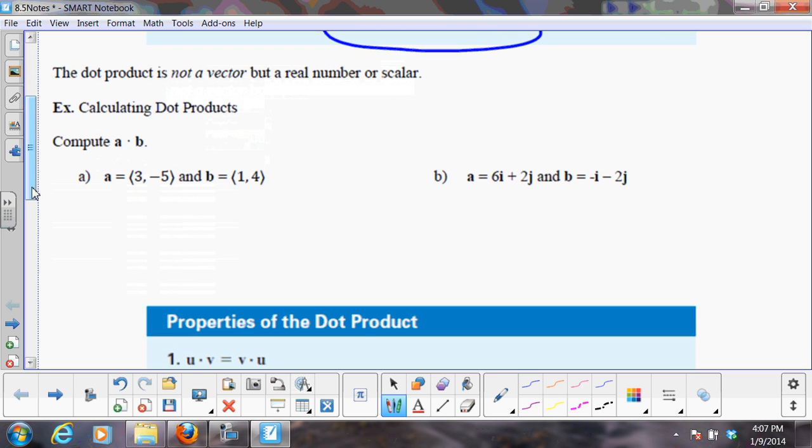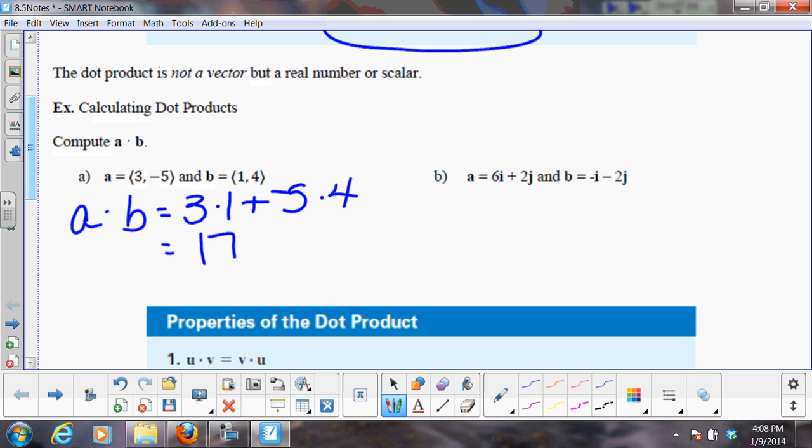So if we want to find the dot product of A and B, we're going to do 3 times 1 plus negative 5 times 4. Multiply the fronts together, multiply the backs together, and we add them. And we get negative 17 here. For this one, we do the dot product for A times B. 6 times negative 1 plus 2 times negative 2. And here we get negative 10.